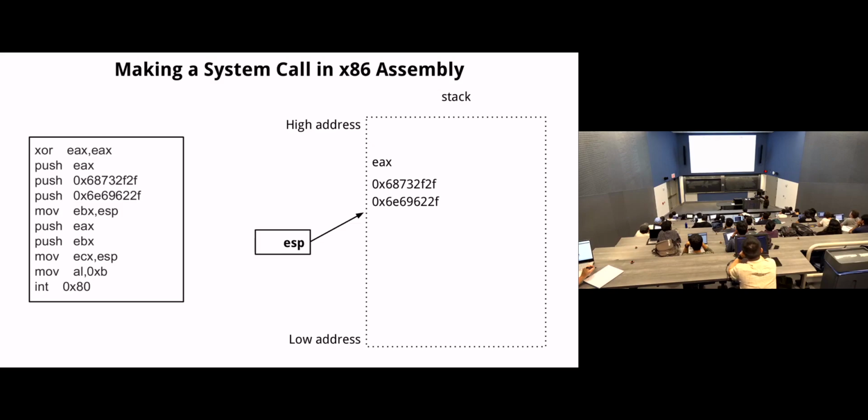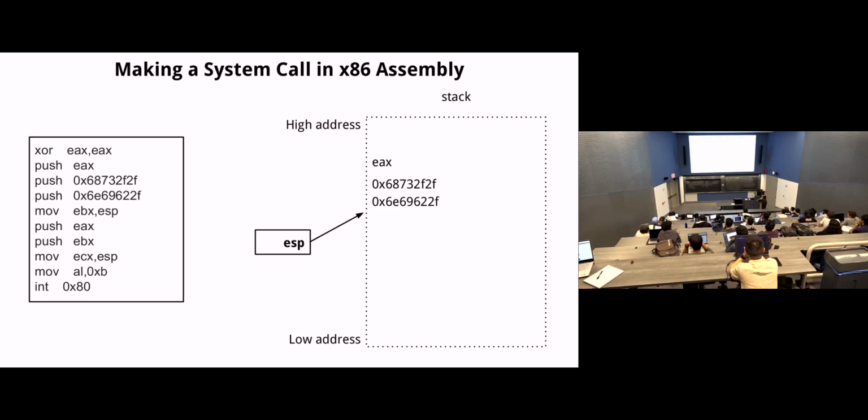Then we push EAX again. EAX is still 0, so we get another 0 on the stack. Then we push EBX, so the address of this string is also on the stack. Then we move ESP to ECX. So ECX points to the address of the string and a 0.